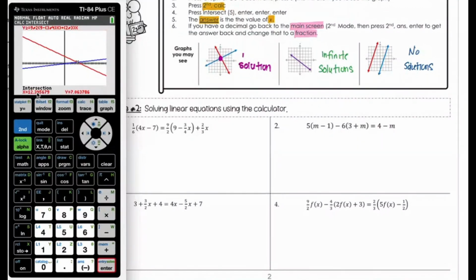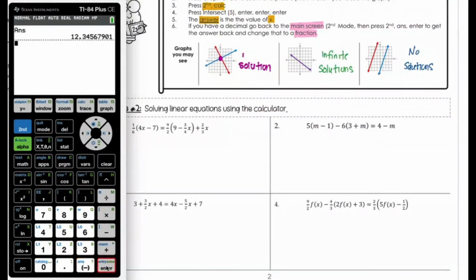So I do not want this as my answer. I want the most exact answer. So I'm going to go back to the main screen. I'm going to press second mode. I'm at the main screen. I'm going to press second answer, which is above the negative, and I am going to press enter. When I press enter, I get back exactly that same x value.